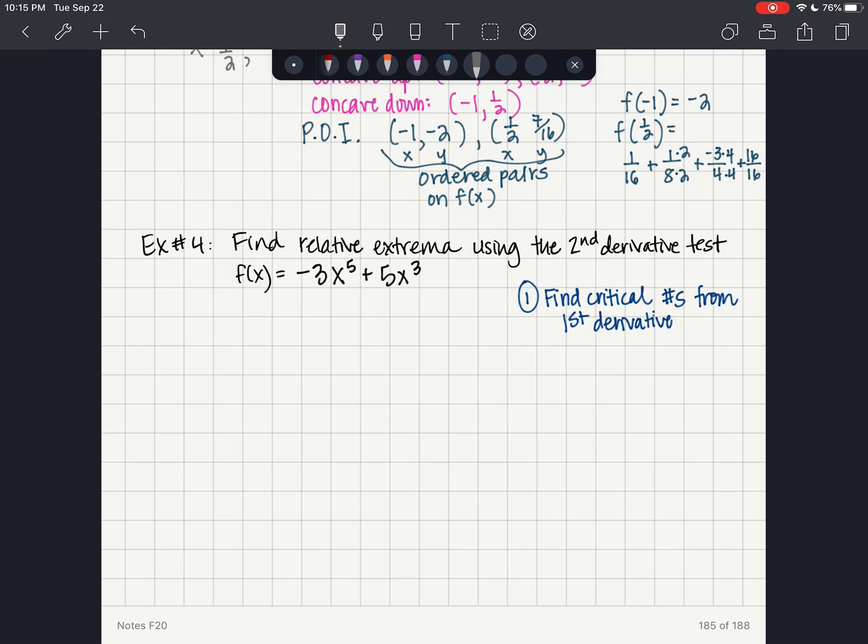So we've got a polynomial function. So our domain goes from negative infinity to positive infinity. And our first derivative is going to be negative 15x to the fourth plus 15x squared. I'm going to factor out negative 15x squared, which is going to leave me x squared minus 1. So I've got three critical numbers. I'm going to set that equal to 0, and I get x equals 0, positive 1, and negative 1.